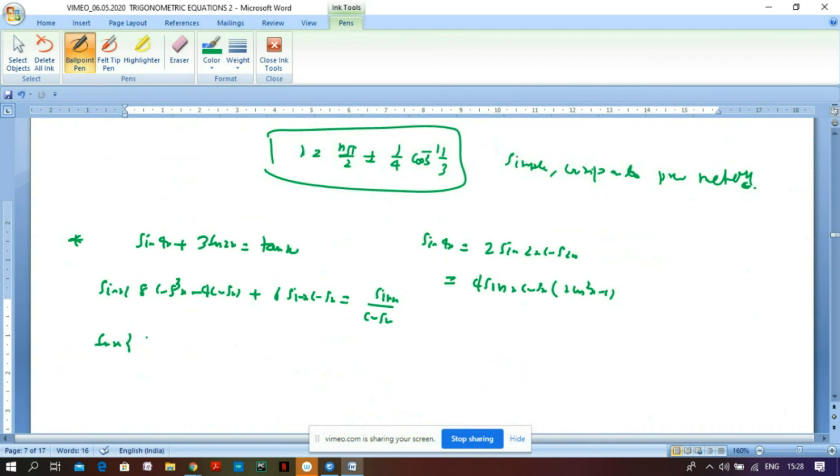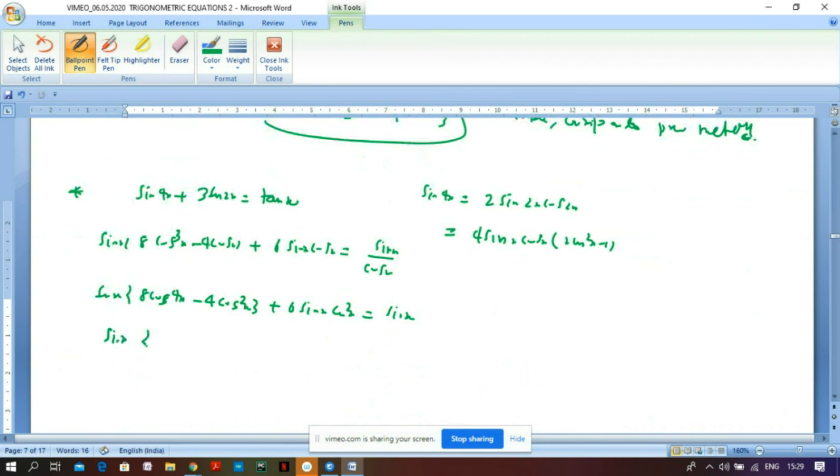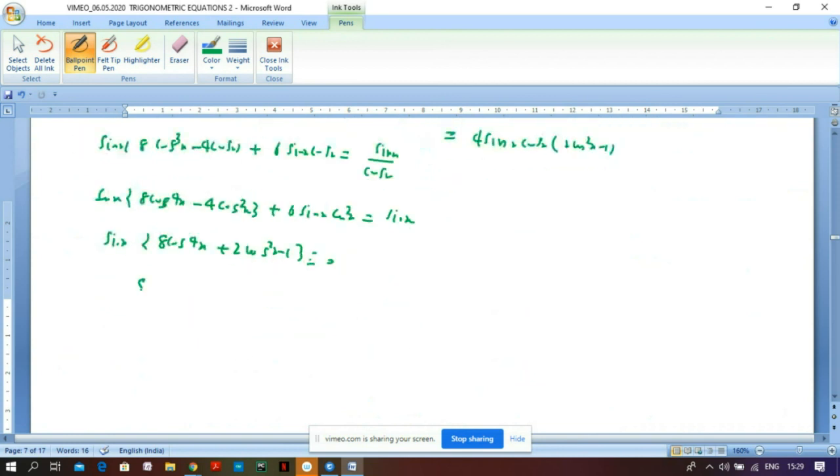So I can write 8 cos 4x minus 4 cos square x plus 6 sin x cos square x is sin x. This will give rise to sin x, and I can bring this out: 8 cos 4x, plus 2 cos square x minus 1 equal to 0. So I get sin x equal to 0, and I can write 8t square plus 2t minus 1 is 0, where t is cos square x.